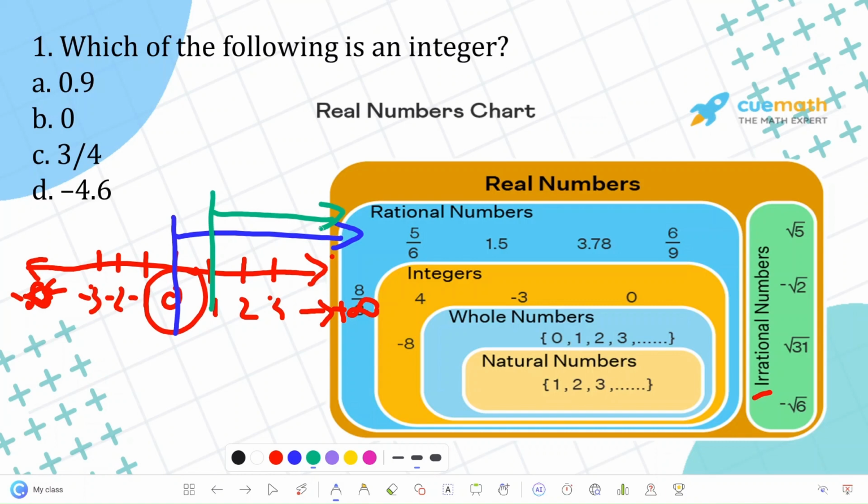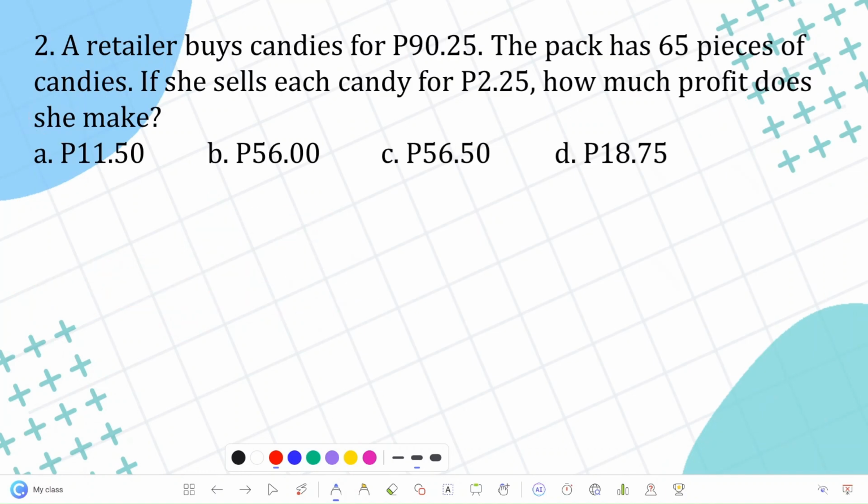At ngayon, alam po natin na ang 0 ay isang integer. So the correct answer for this question is letter B. Yan po. So that's item number 1. So let's proceed to our item number 2.